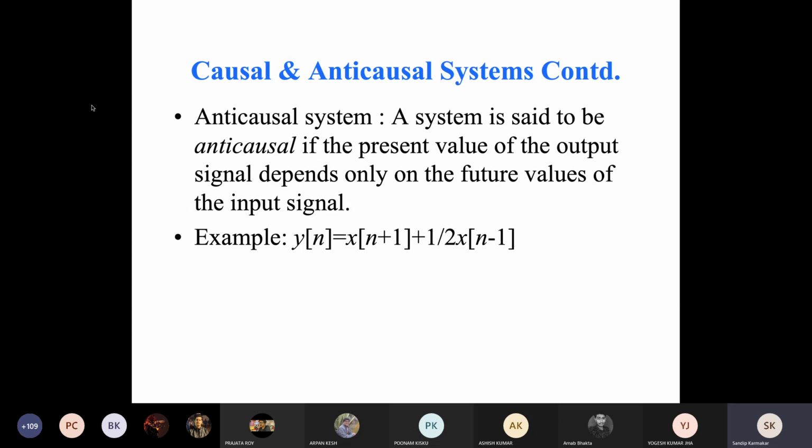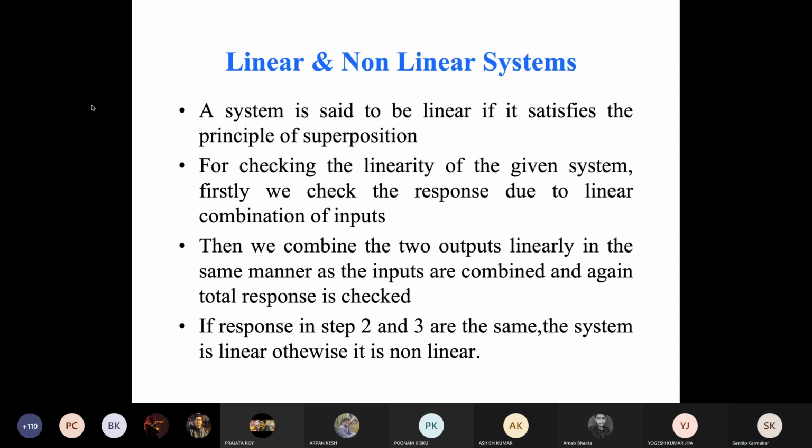Anti-causal system. A system is said to be anti-causal if the present value of the output signal depends on the future input signal. Example, y[n] equal to x[n+1] plus 1/2 x[n-1]. So see, the current value of y depends on the future value of x, which is x[n+1]. This is an anti-causal system.